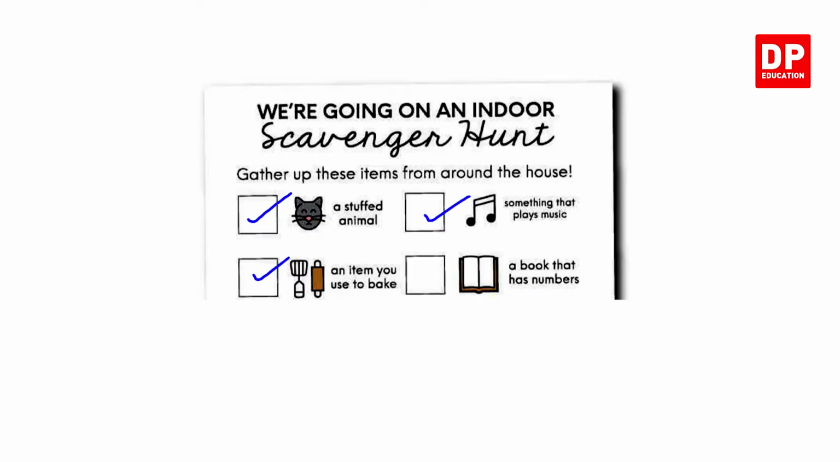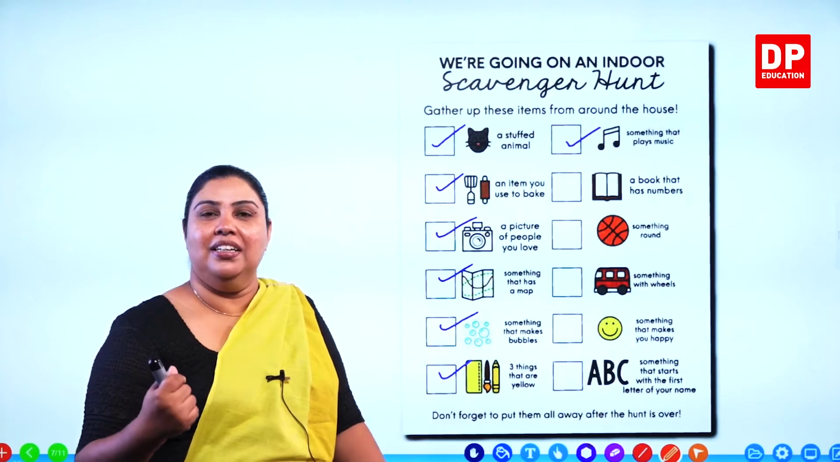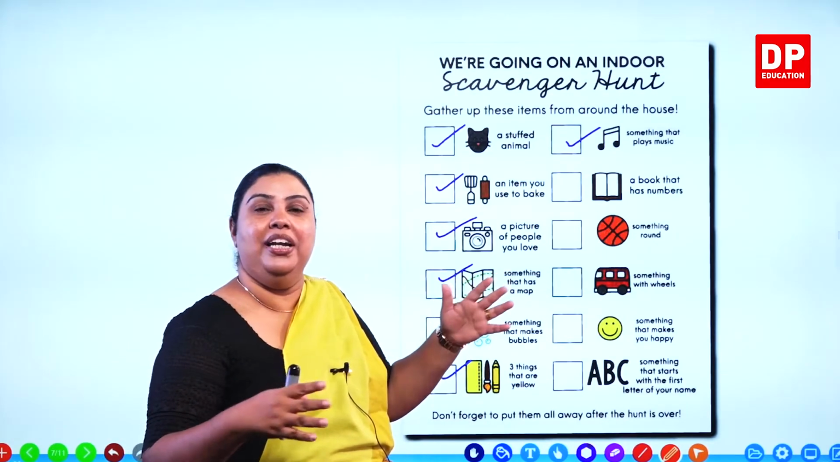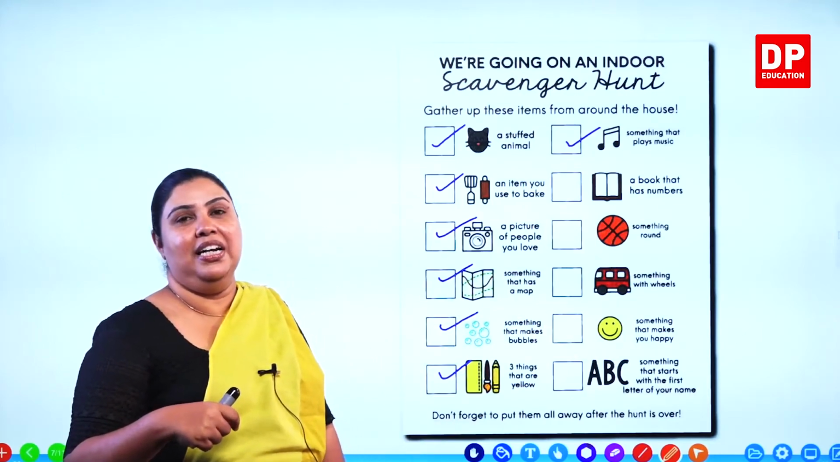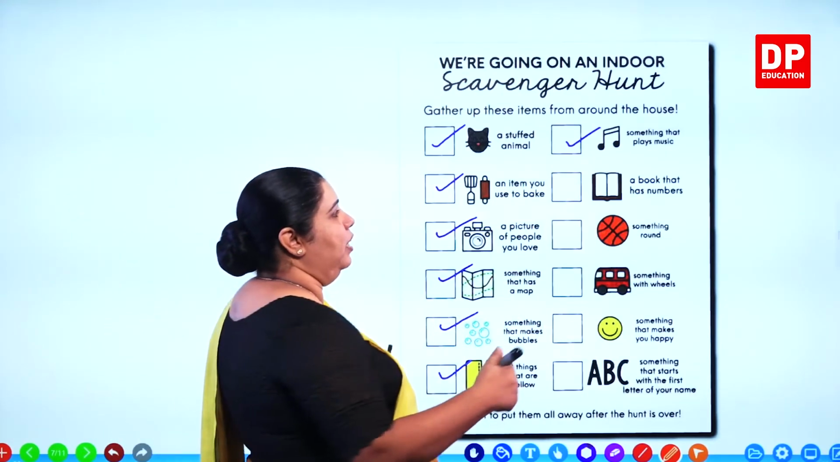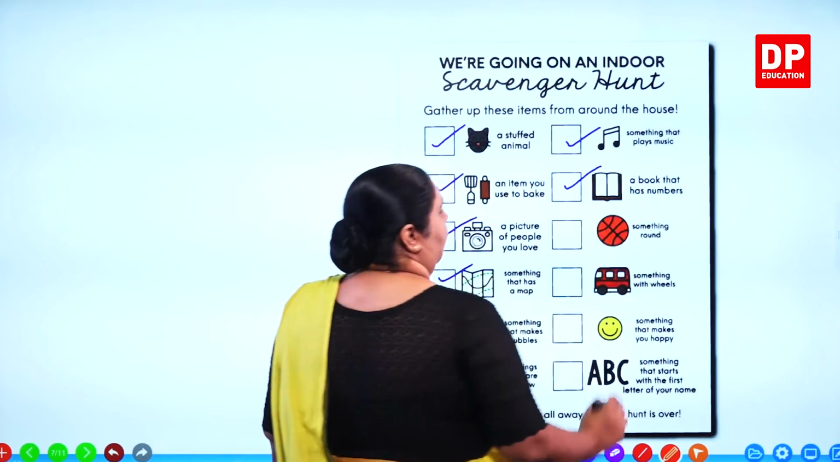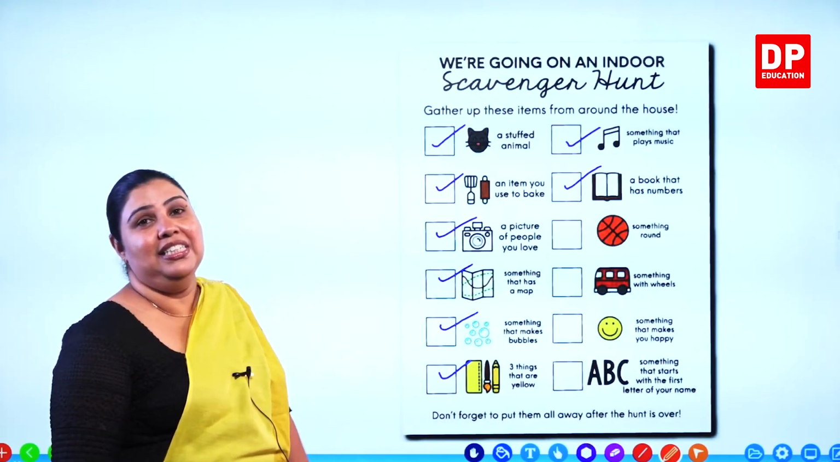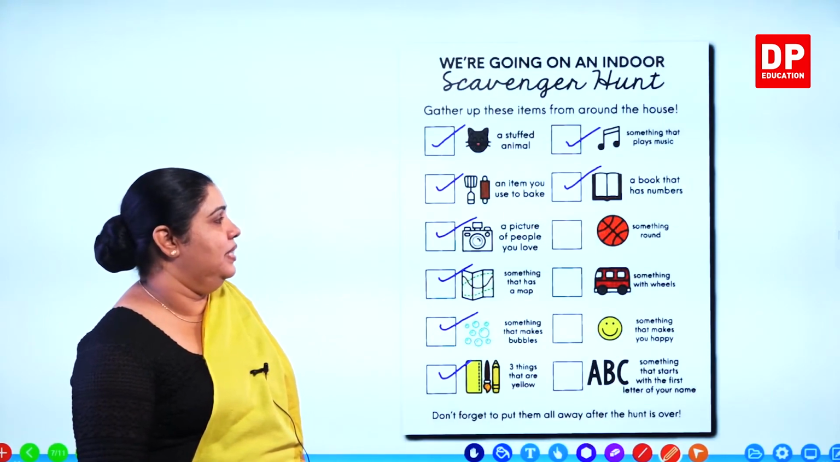Then a book that has numbers. A book that has numbers. Right? So these are very creative. You can create your own scavenger hunt game like this. So you can bring a book that has numbers. That is what is a book that is with numbers.